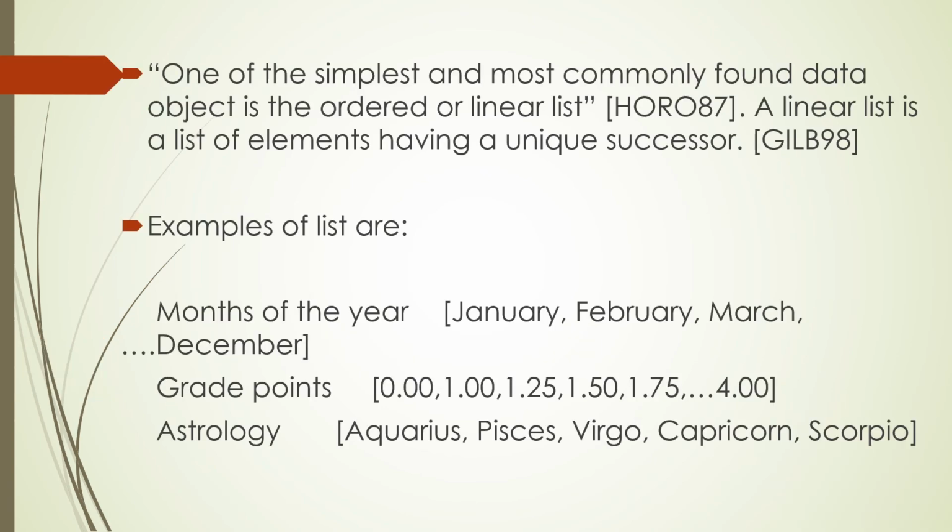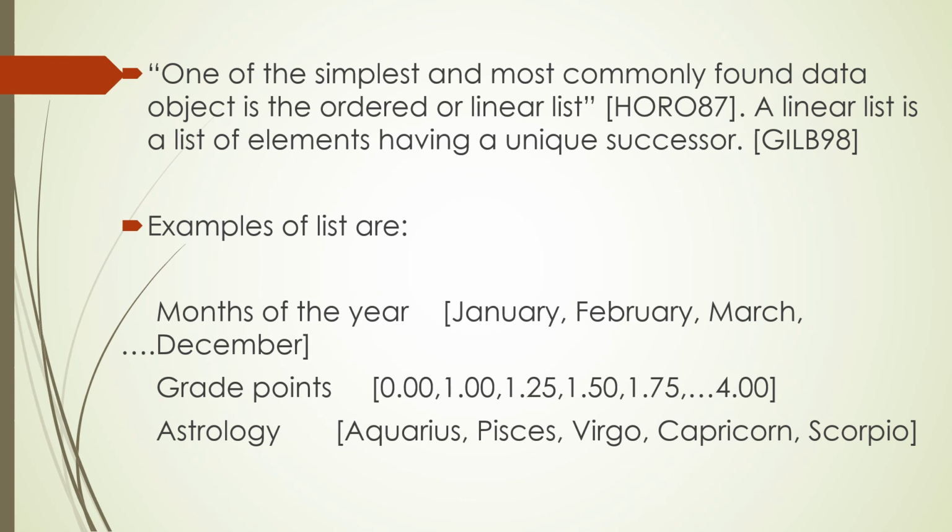One of the most common and the simplest data objects is the ordered or linear list. When we say linear list, it is a list of elements having a unique successor. Examples of this list are the months of the year, the days of the week, the grade points, the astrology. For months of the year, it is a list of elements from January, February, March until December. Astrology could be a certain set of values where each of these elements has a unique successor.